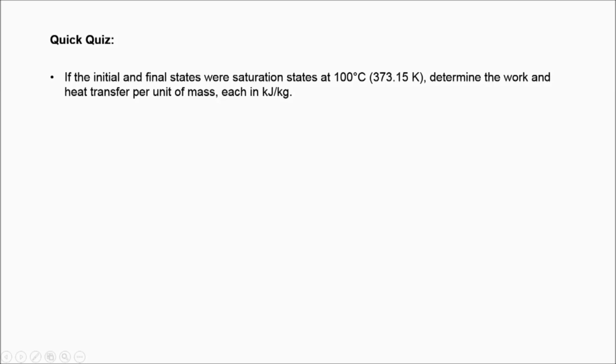Quick quiz. If the initial and final states were saturation states at 100 degrees C, 373.15 Kelvin, determine the work and heat transfer per unit mass, each in kilojoules per kilogram. You may want to pause the video at this point to work out the solution before proceeding.